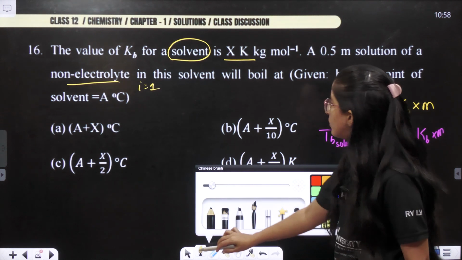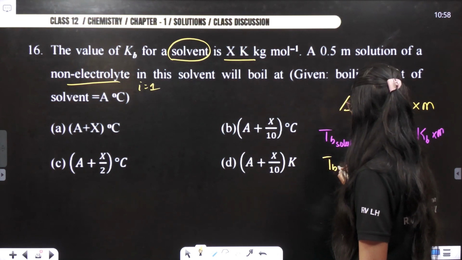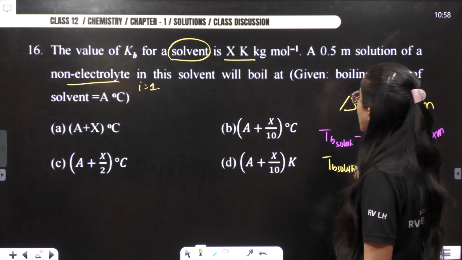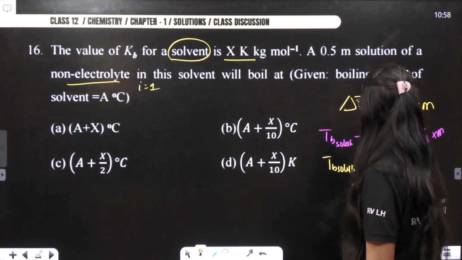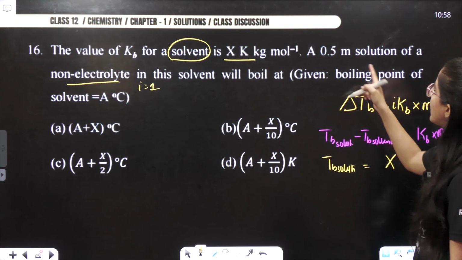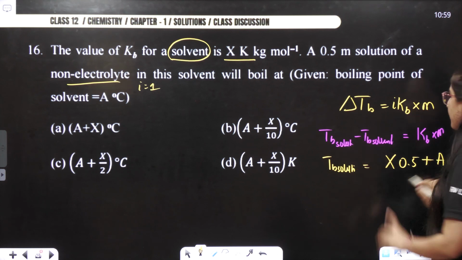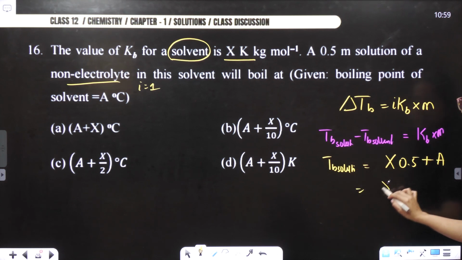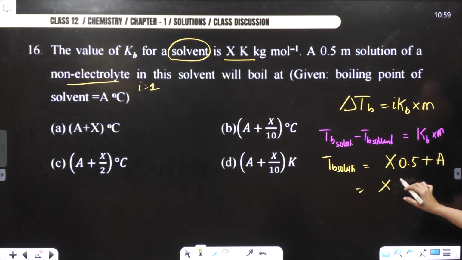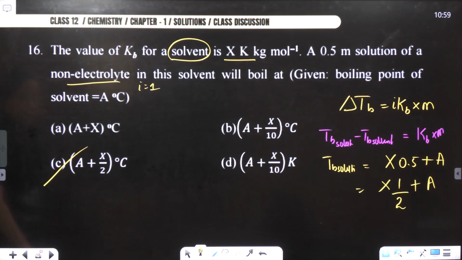So how can you calculate it? You have to calculate Tb of the solution. Tb of solvent they have given, that is A. So it will be x into molality, given as 0.5, plus A. So x into 0.5 can be written as x divided by 2, plus A. So the correct option will be option number C. Correct? Yes.